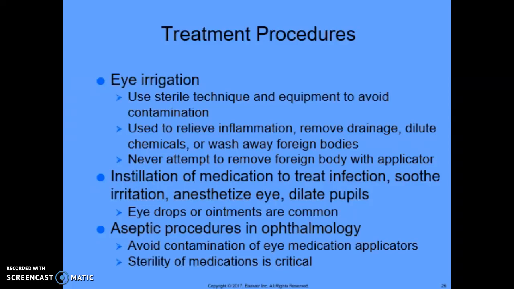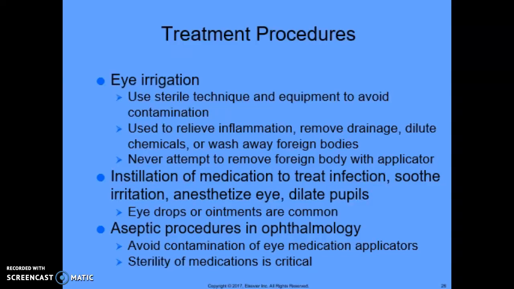And we want to make sure that we use aseptic procedures in ophthalmology because we want to avoid contamination of eye medication applicators. So we don't want to place the applicators into the eye, then the eye is contaminated, now we use it on another patient and we've now infected that other patient. Sterility of medications is critical. Again, we're putting this into the eye, so you can see why that would be critical.